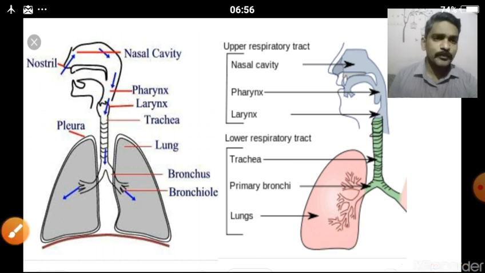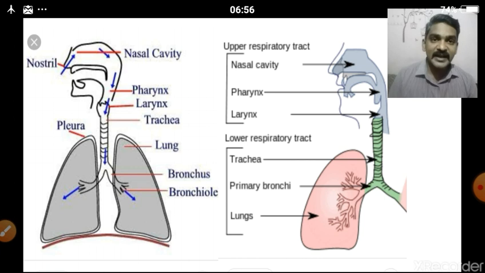After reaching the pharynx, you can see here the air will be entering the larynx. So what is larynx? The larynx is the voice box that is responsible for the voice which is produced in your mouth. Okay, the larynx is called the voice box.